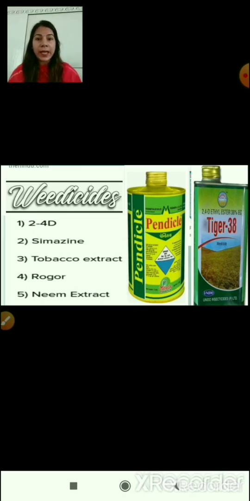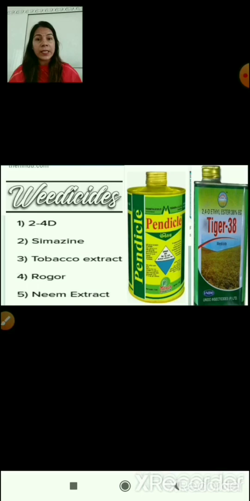Here in this slide you can see some examples of weedicides. 2,4-D is a very common weedicide. Simazine is also there. Tobacco extract is also used as a weedicide. Rogor is also used as one of the weedicides, and neem extract is also a natural weedicide which does not cause any harm to the environment.